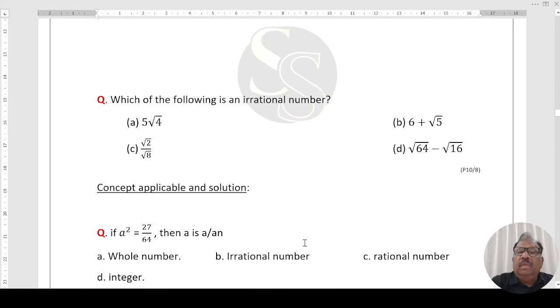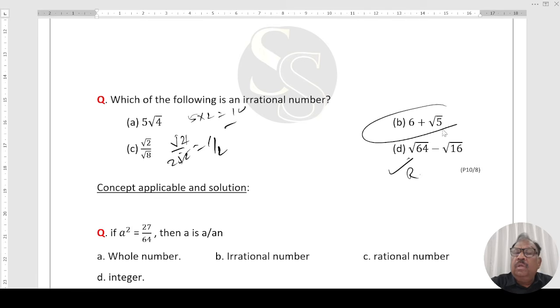Which of the following is an irrational number? This is a perfect square, so this is a rational number. This is root 2 upon 2 root 2, so 1 by 2, a rational number. This is 5 into 2, a rational number. This is the irrational one. B is the correct answer.